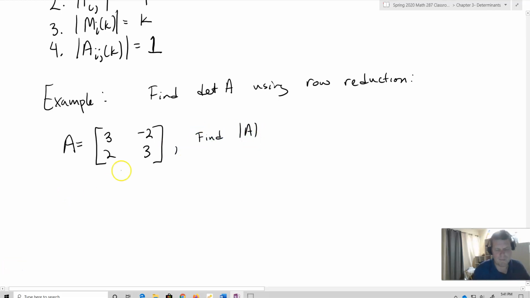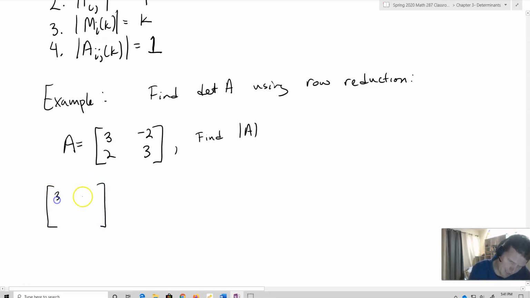Now, the computation for this is really not that hard. You're normally not going to do this. Like I said, this process is really only for when you have really large matrices, but let's just see how it works. So what I'm going to do is row reduce this.